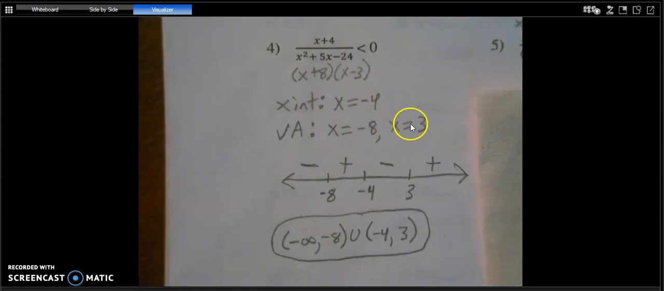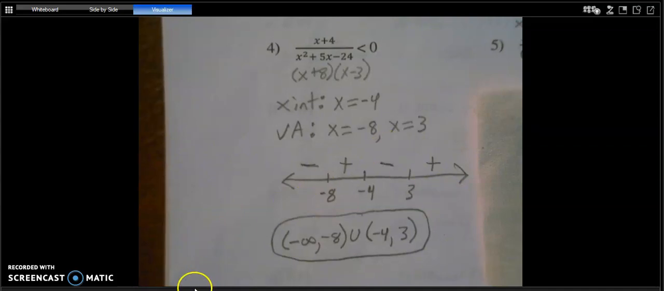So put all those values on the number line, negative 8, negative 4, and 3. Make sure you put them in order, like on a number line. Some people try to put the asymptotes and then they'll put an intercept. Well, you have to make sure that the numbers are in order. Now, that may sound obvious to most people, but that is something students mess up on. Then they wonder why they're getting these weird answers.